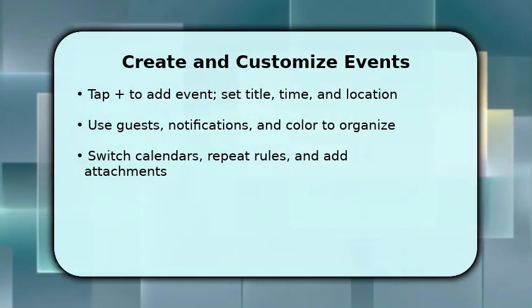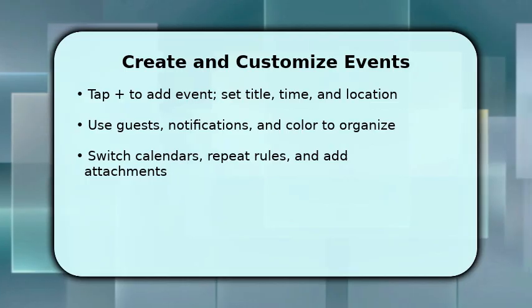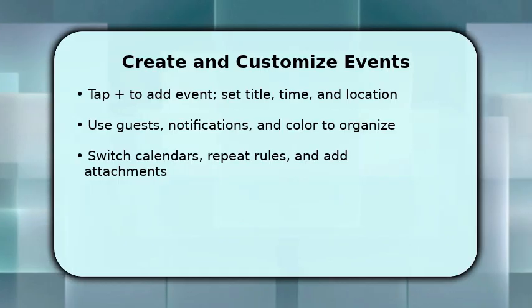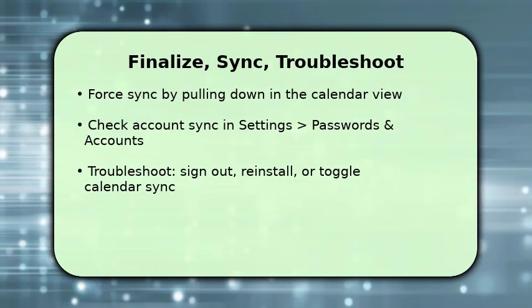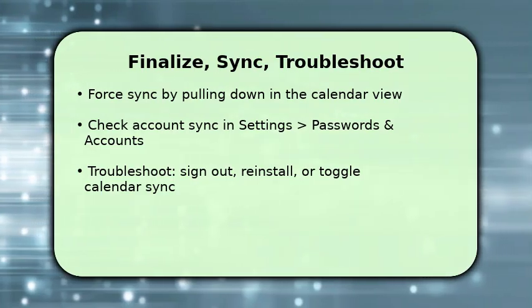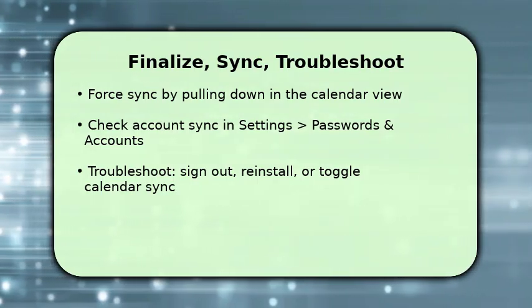For recurring items, set repeat rules and attach files or notes. Make sure syncing finishes so changes appear across devices. Finish by verifying sync and appearance. Pull down in the calendar list to force a refresh and confirm events show on other devices.